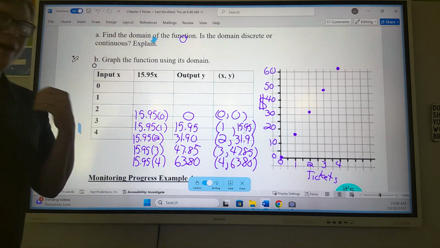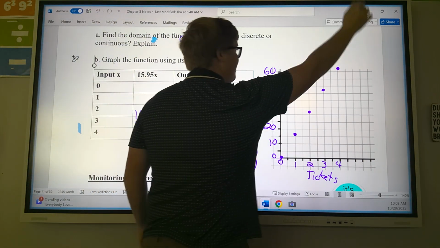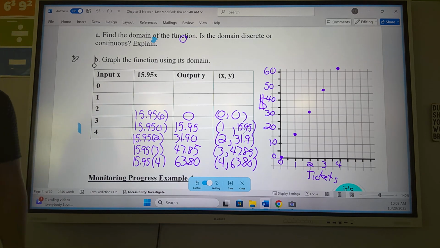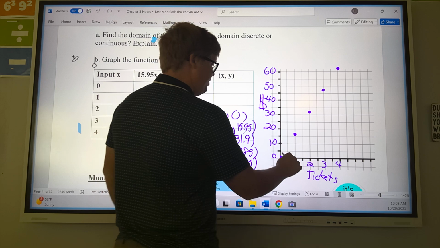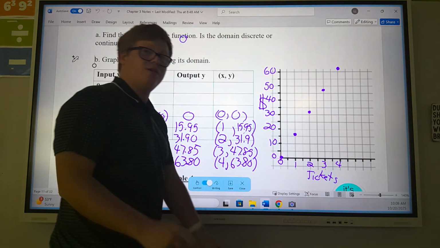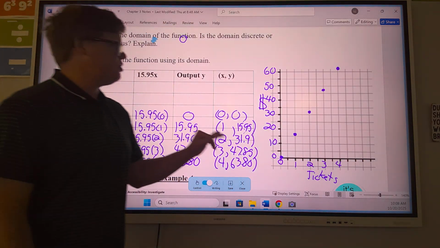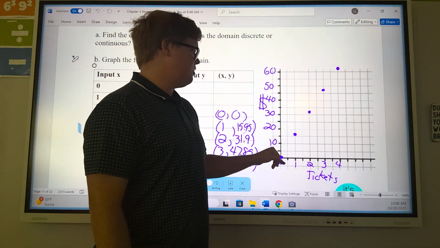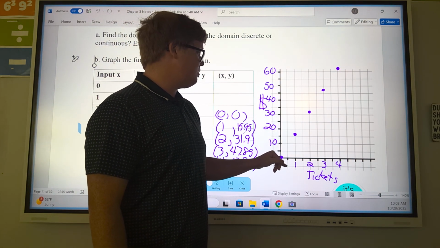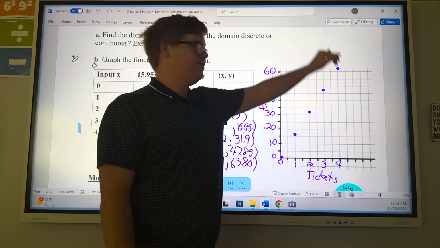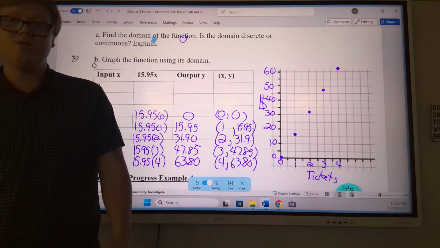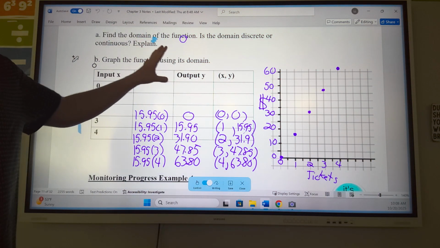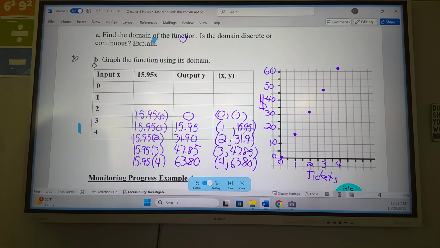Now, typically, I know that you guys are used to, oh, I want to connect these dots, but this is discrete. You cannot buy half a ticket, so we are not including any of the information in between the dots, right? So we do not connect the dots. We are just saying that at 0 tickets you spend $0, 1 ticket you spend 15, all the way up to 4. We cannot represent anything in between these because it is discrete. We cannot buy half of a ticket. We are done right there. So let's move on.